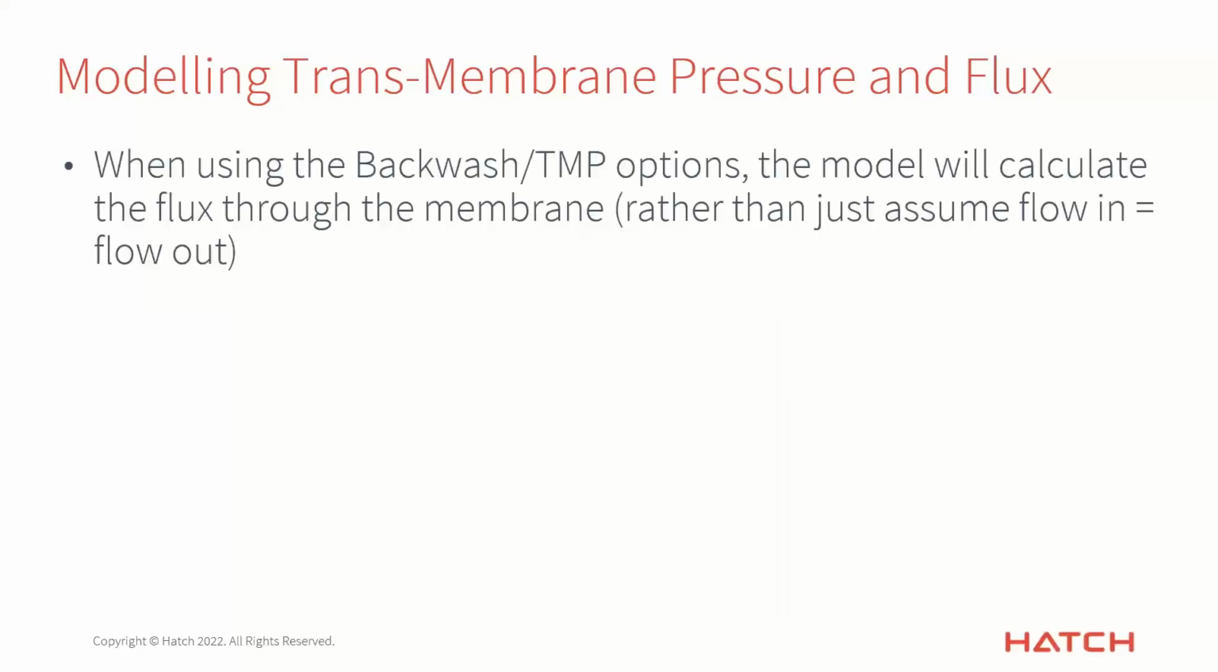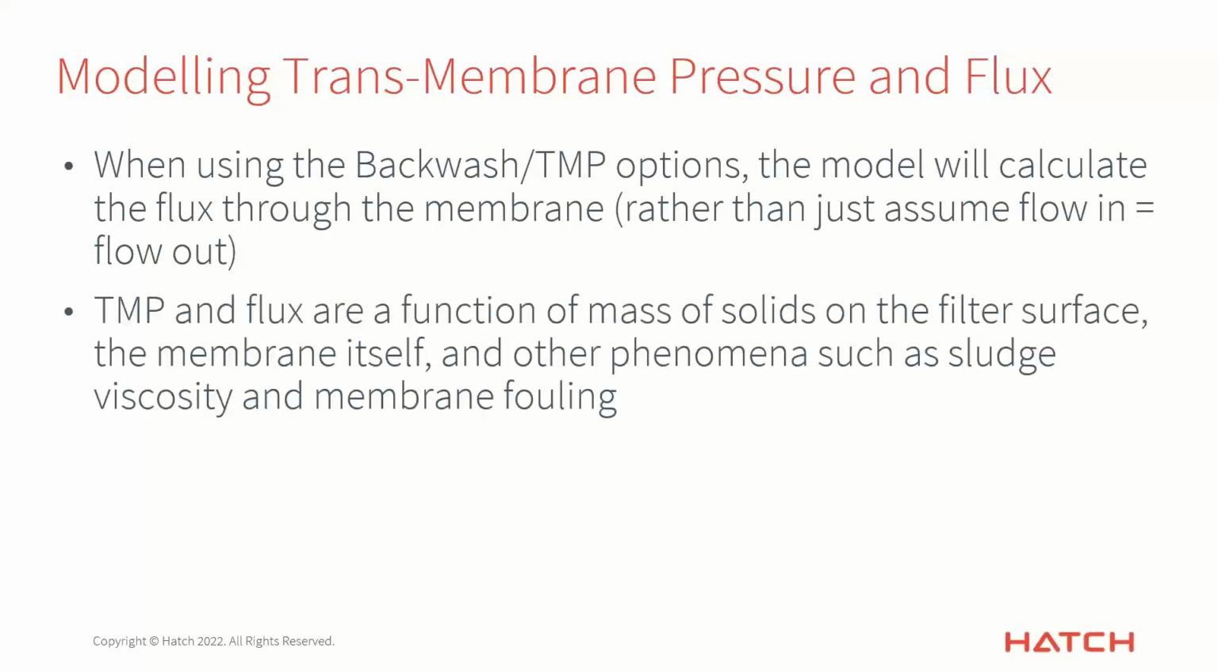So when you're using the backwash and TMP options, the model will calculate the flux through the membrane rather than just assuming flow in equals flow out, like it does when you're using the simplest option. The TMP and the flux are a function of the mass of the solids on the filter surface, the membrane itself, and other things going on, like how the system's being operated, including the sludge viscosity, the temperature, membrane fouling. So there's a lot of things going on there.